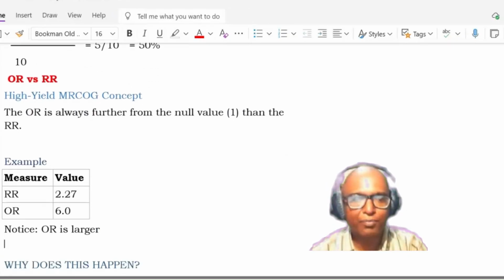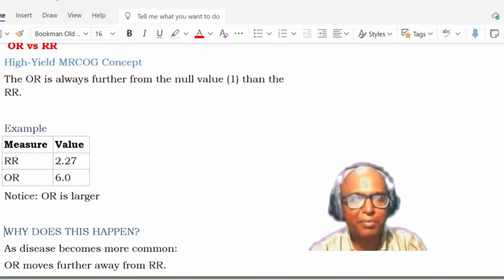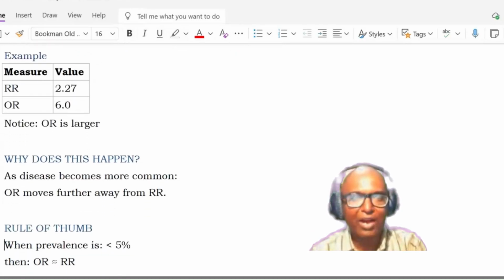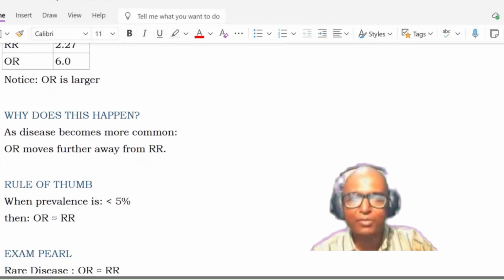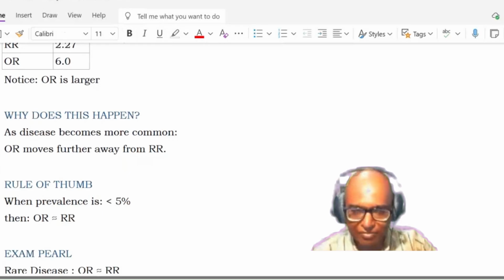For example, if you measure the relative risk, it will be 2.27, while the odds ratio comes to 6 for the same 2 by 2 table. That means the odds ratio is larger. And why does this happen? As the disease becomes more common, the odds ratio will move further away from the relative risk.